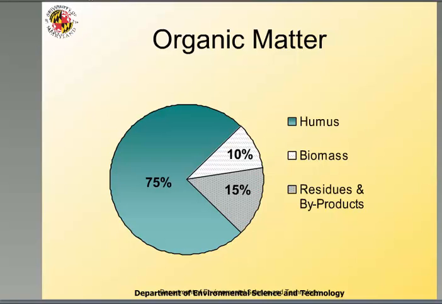Now, this whole notion of splitting it up into these three pools, so to speak, is an evolution of some ideas put out there by Fred Magdoff in a book he wrote, Building Soils for Better Crops. And he actually called the three categories the living, the dead, and the very dead. Okay? I'm going to call them humus, biomass, and residues and byproducts. It's a little bit more precise.